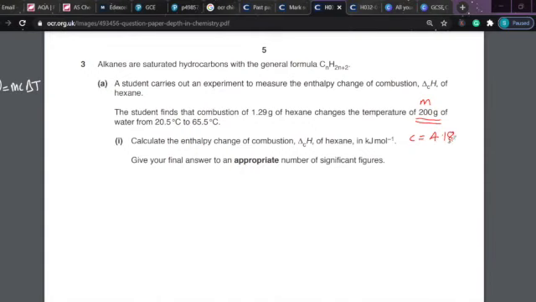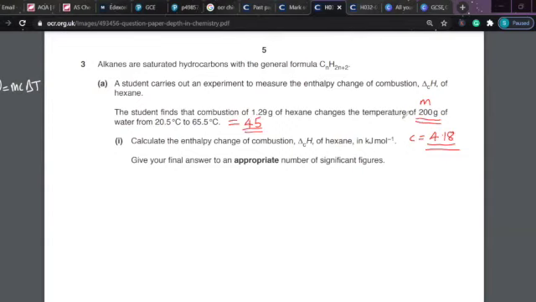You need to know the specific heat capacity, which is C. This is either given to you or it will be in your data booklet. And then you need to work out the temperature change. In this case, the temperature has gone up, so you do 65.5 minus 20.5, and that comes up to 45 degrees.